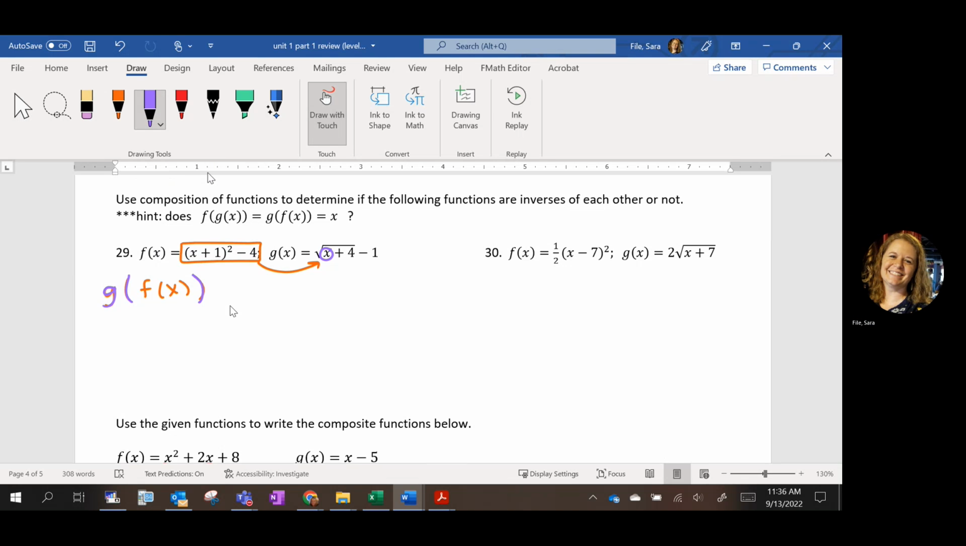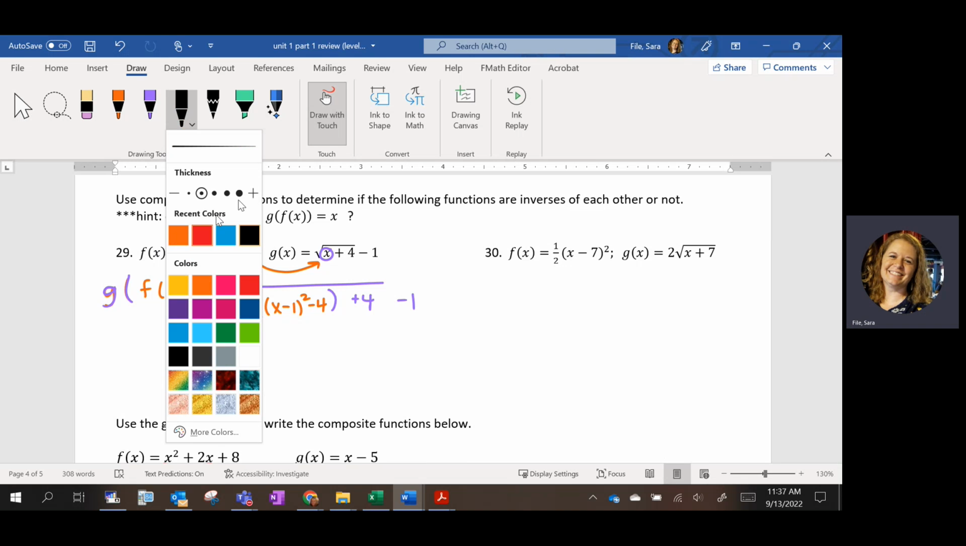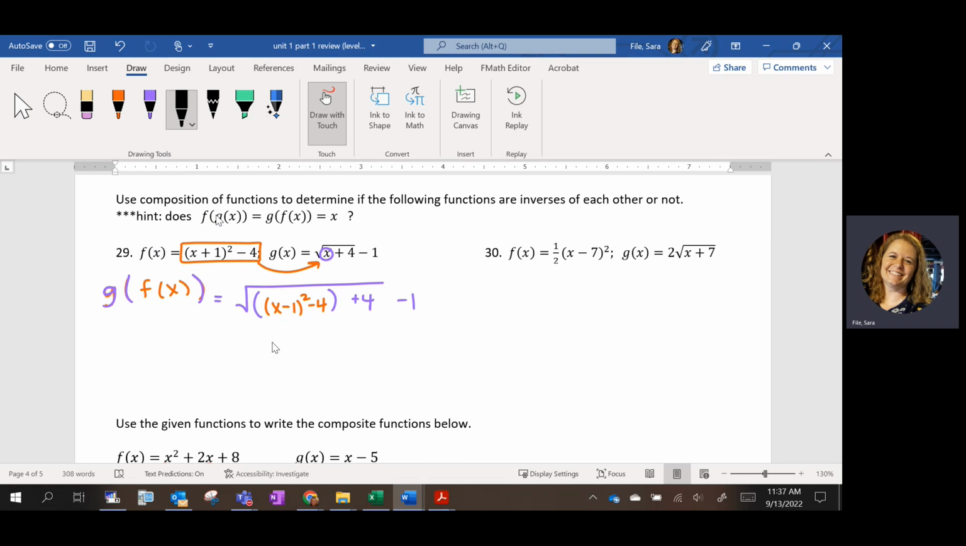Okay. So I've got the square root of, and then I'm going to plug in there, and then I've got +4. And then on the outside, I've got -1. So I'm plugging in x minus 1 squared -4. Nothing to simplify in that set of parentheses, so technically that can just be dropped. So I've got x minus 1 squared -4 +4 all under the radical, and then the -1 on the outside.